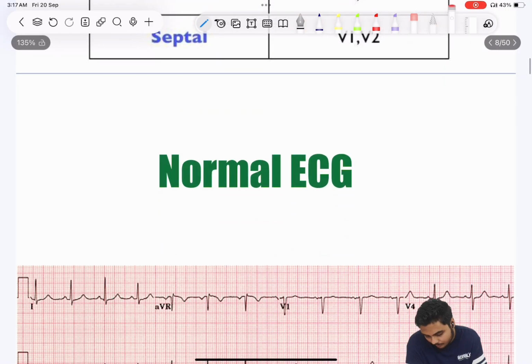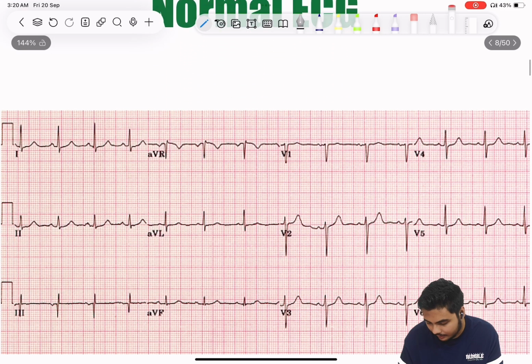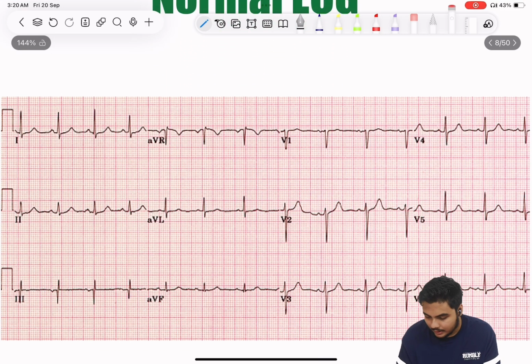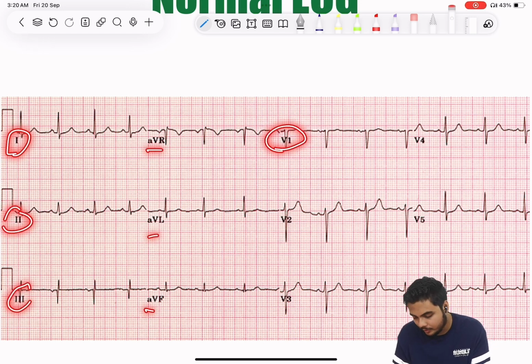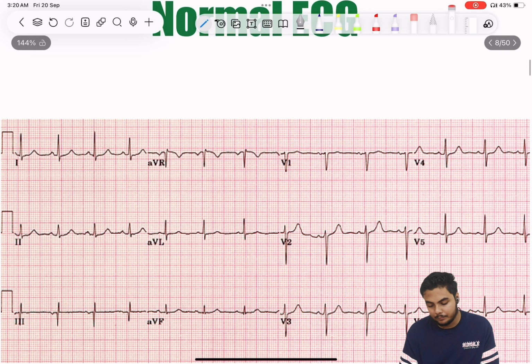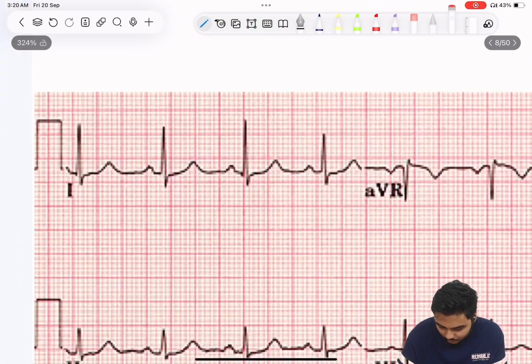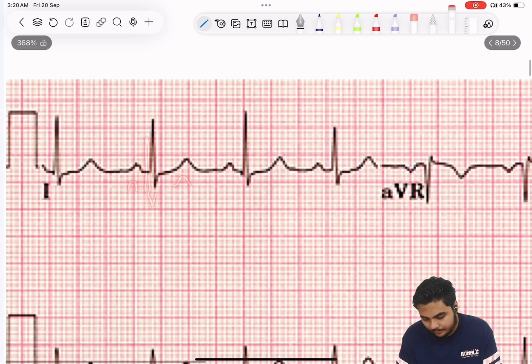Now let me show you what a normal ECG looks like. Here you can see the three limb leads, 1, 2, and 3, the three augmented leads, AVR, AVF, and AVL, and the six chest leads, V1 to V6. So this is a normal 12 lead ECG which I am demonstrating here. In this you can see this is a P wave, this is the QRS complex, and this is a T wave.